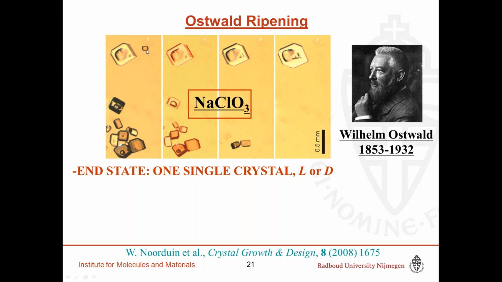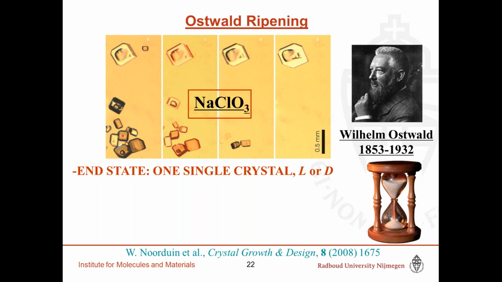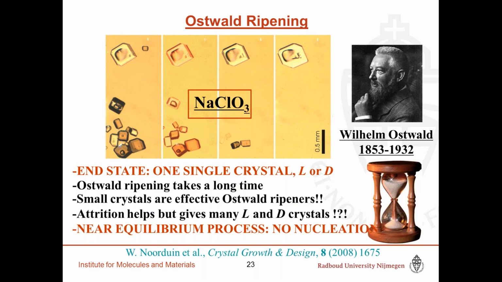And in time, you see that the small ones disappear from the solution, and the big ones start growing. And in the end, you end up with only one single crystal. And of course, this one is either left-handed or right-handed. So Ostwald ripening in itself already gives you a deracemization in the solids. The problem is only that it takes quite some time. And especially if you have a few large crystals in the end, then it can take ages before you have a complete conversion to only one single crystal.